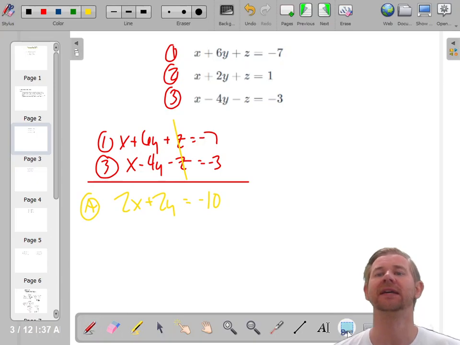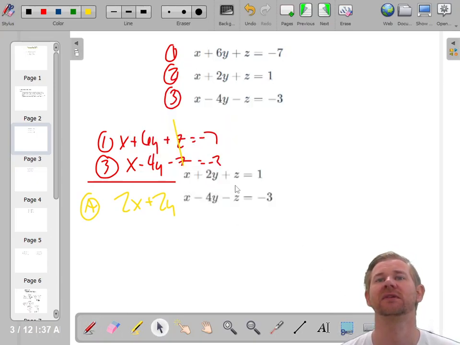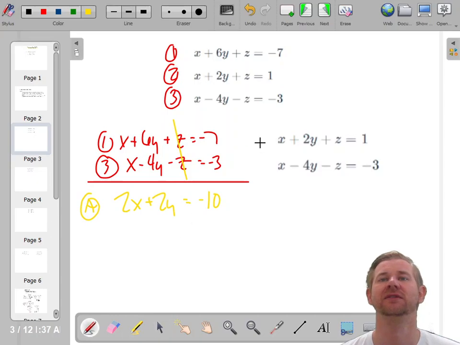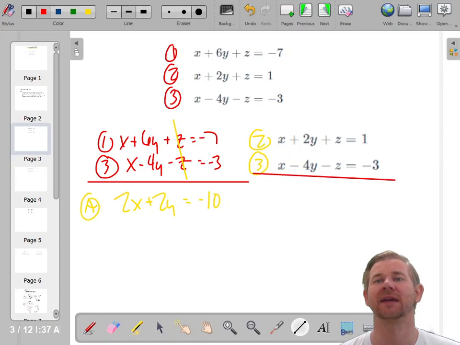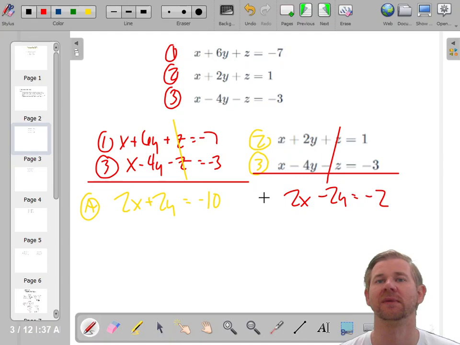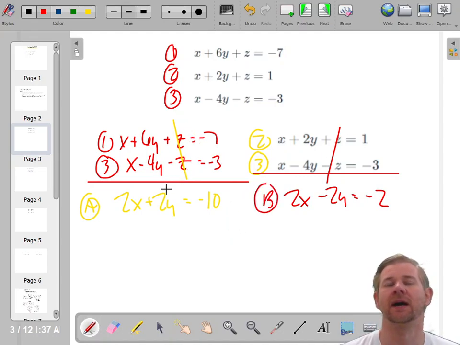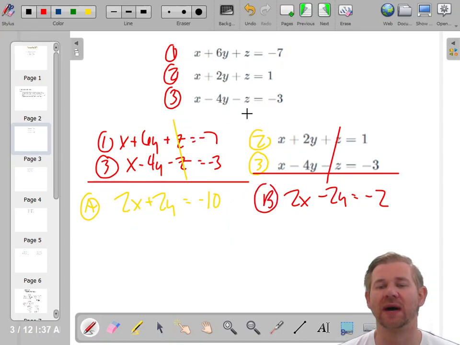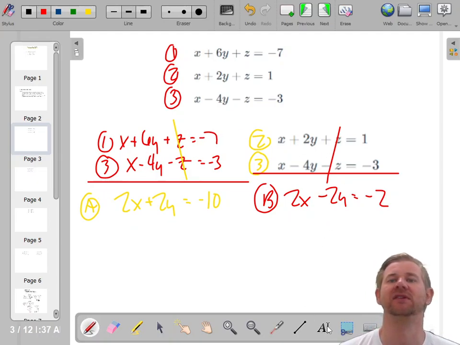To do that, I'm going to take lines 2 and 3. This is line 2, and this is line 3. And now z goes away. Again, that's the point. I have 2x, x plus x is 2x, positive 2 and -4 make -2y, and then 3 and -3 and 1 make -2. So that's my B equation. Now, these look like they're the same, 2x and 2y, but the x's aren't opposites, so we're going to be okay. We're going to take our A equation and our B equation.